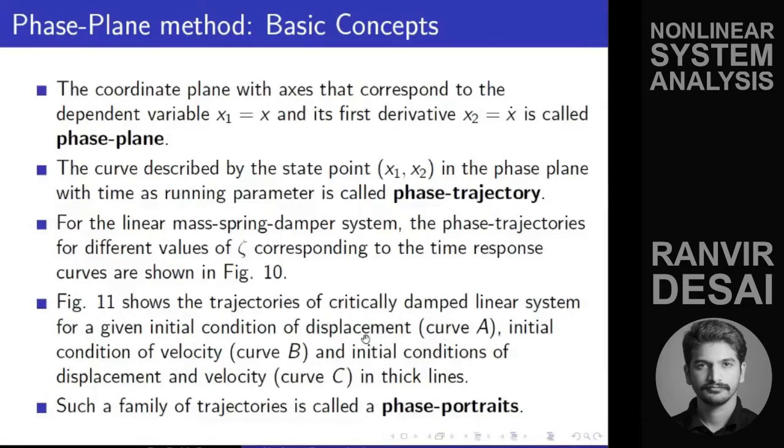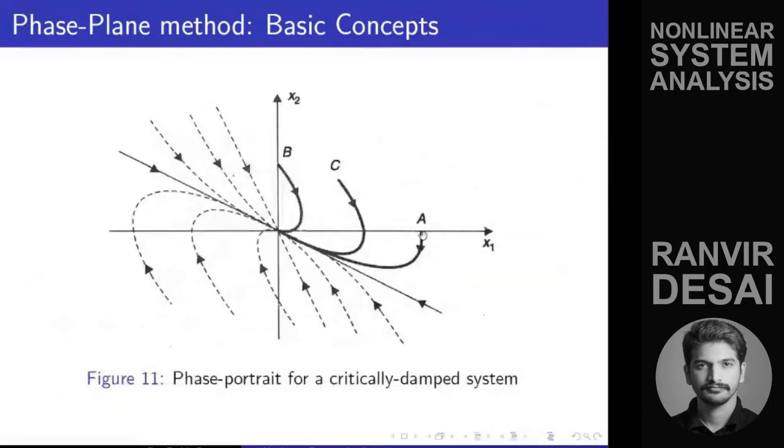A trajectory is single. If you plot multiple phase trajectories in a phase plane, that figure is called a phase portrait. So this is a phase portrait. See, this A is the initial condition of x1 only. So x2 we are assuming 0, and just the position initial condition. So it will go from this to this. Now this is a critically damped system. The second one is only x2. No, x1 is 0. So it will go from here to here.